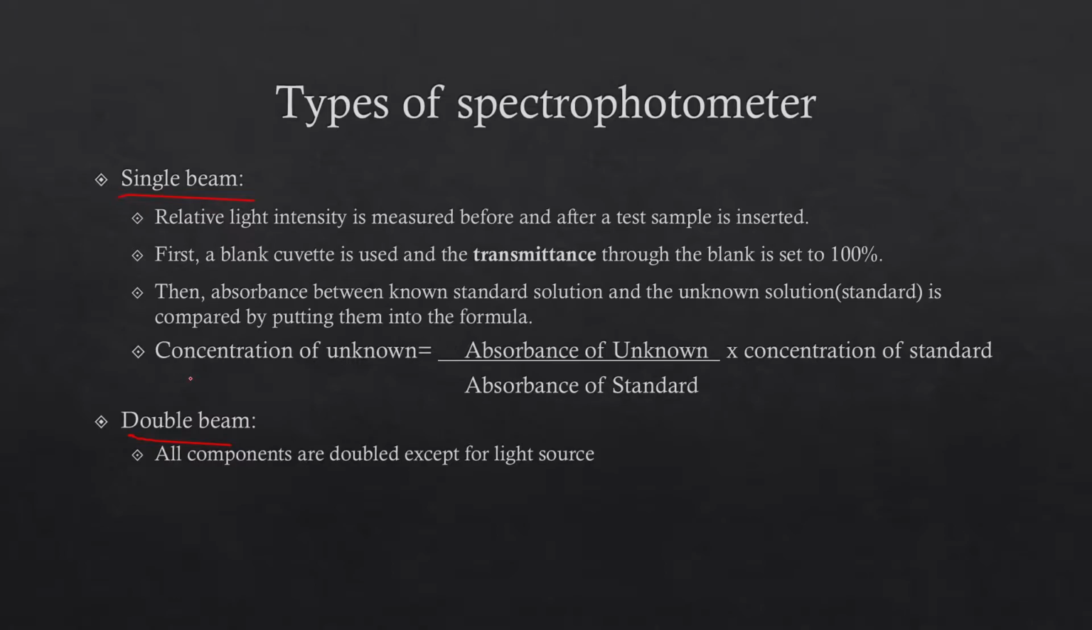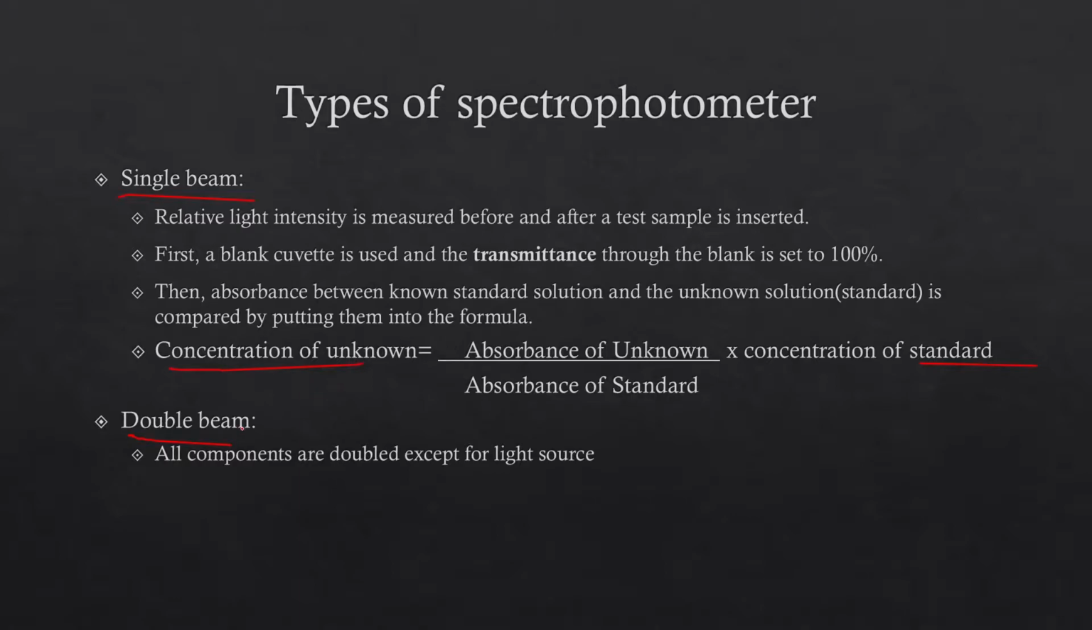So if we need to find out the concentration of an unknown solution, what we'll do is we'll read the absorbance of the unknown solution, we'll read the absorbance of the standard, and we already know the concentration of a standard solution. That is why it is standard, because we know that it has a specific value. So when we put these values in the formula, we can find out the concentration of the unknown solution.